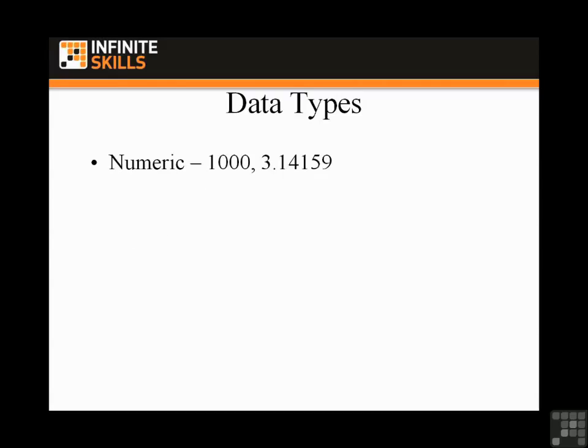There are several different data types found in C++. The first of these is the numeric data types, which can be numbers like 1000 or 3.14159, or pi. C++ actually divides these into two different categories: whole numbers, or integers, which 1000 is, and floating point numbers, which is what pi is. There are different data types to store different types of these numbers, and we'll discuss those later on.